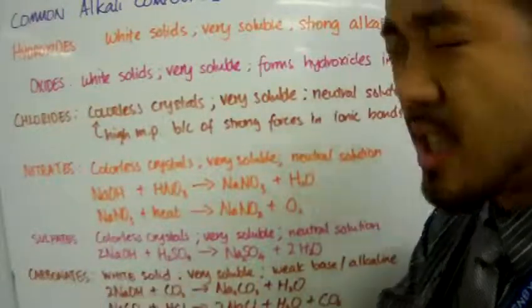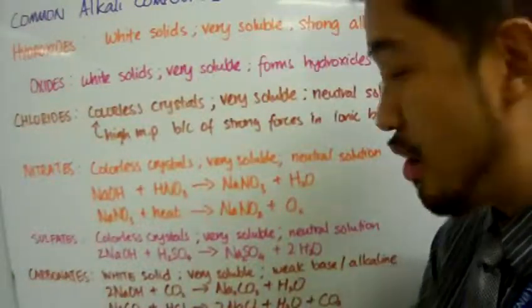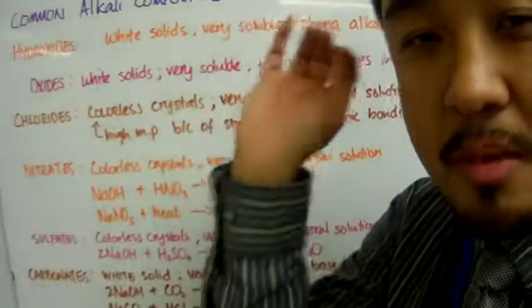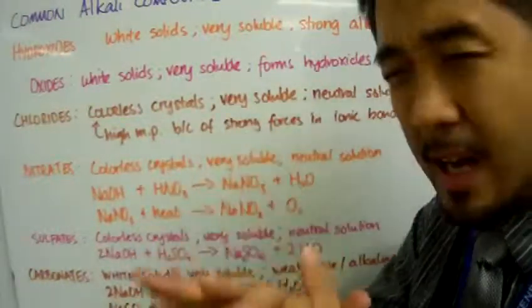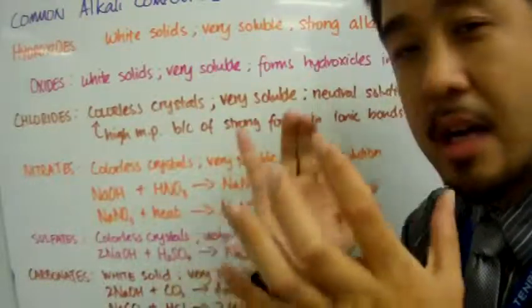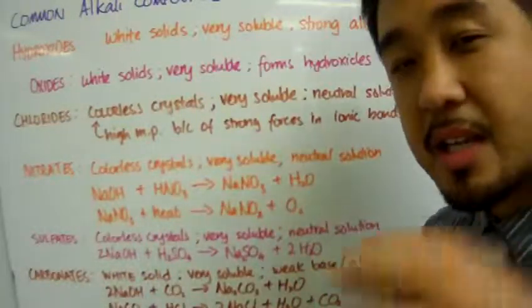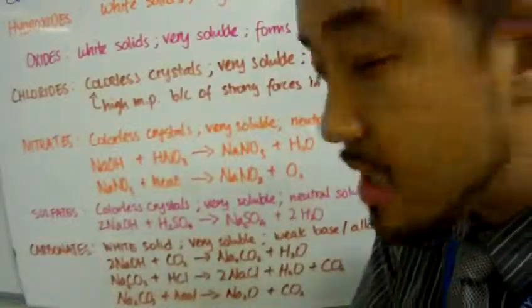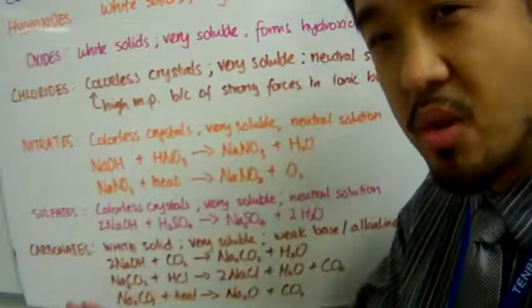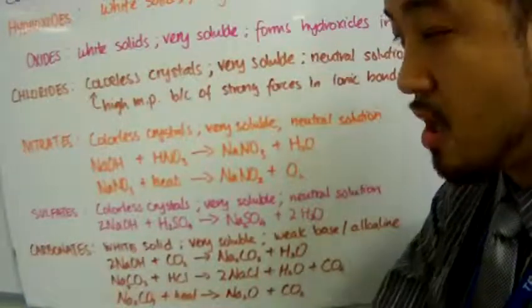Sulfates. Sulfates are also colorless crystals, very soluble, and it's a neutral solution when you put the sulfates in water. How do you make these alkali sulfates? An example again, using sodium hydroxide, you mix it with sulfuric acid, boom, sodium sulfate and water.